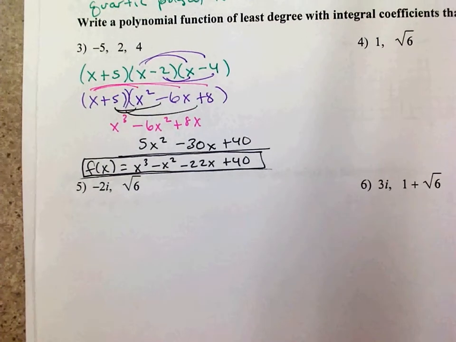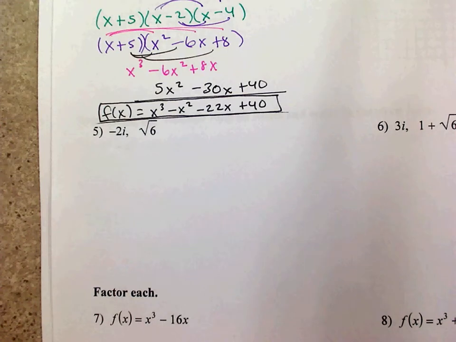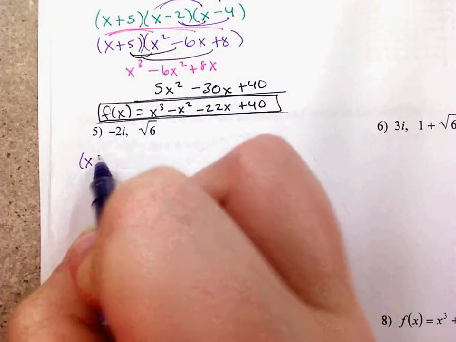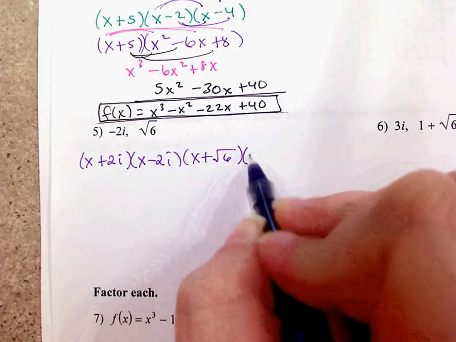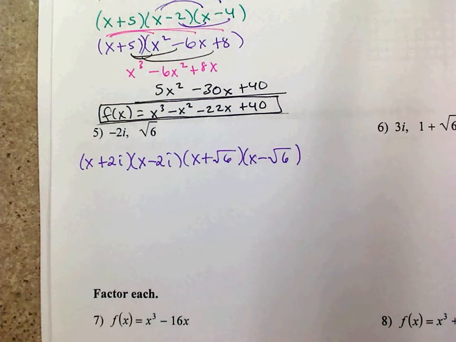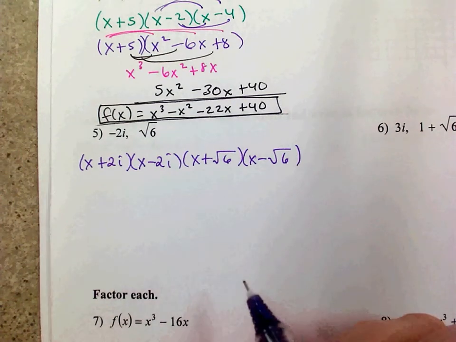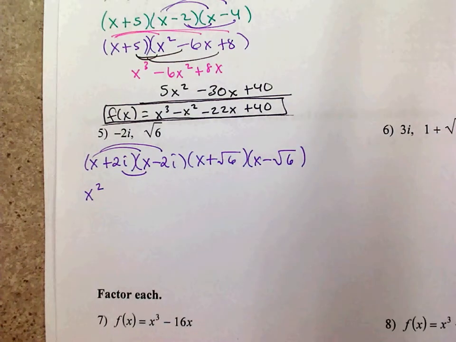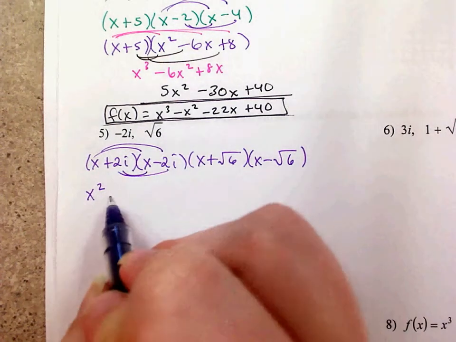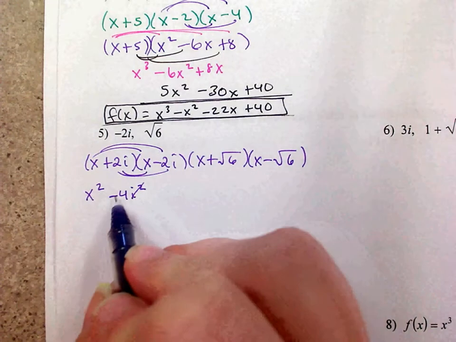I got a negative 2i and a square root of 6. What does that mean? Right, so I have 4 zeros. Okay, so I should have x plus 2i and x minus 2i, x plus the square root of 6, and x minus the square root of 6. Okay, so we start fully? Okay, so I've got x squared minus 2ix plus 2ix does what? Cancel, so I've just got minus 4i squared, which is really what? Okay, so I'm going to mark that out and put plus 4.